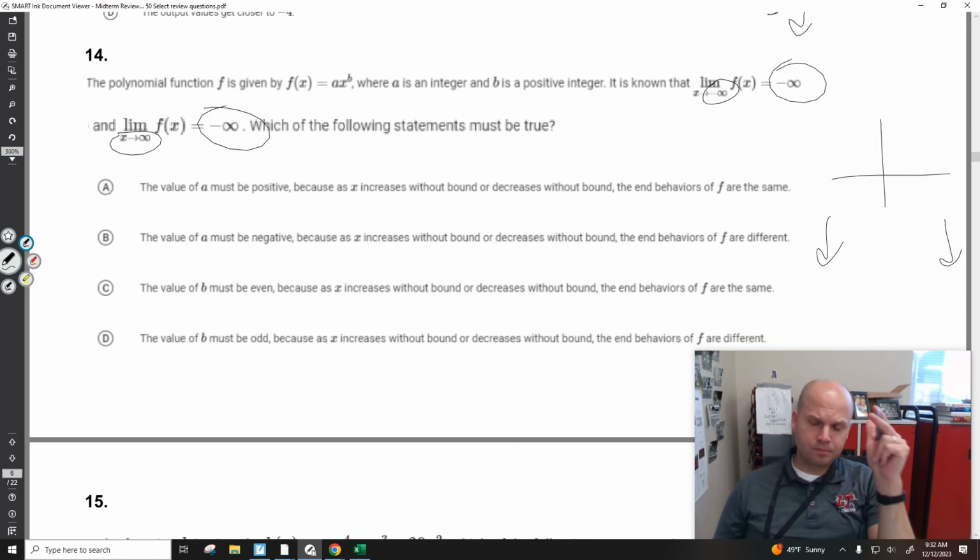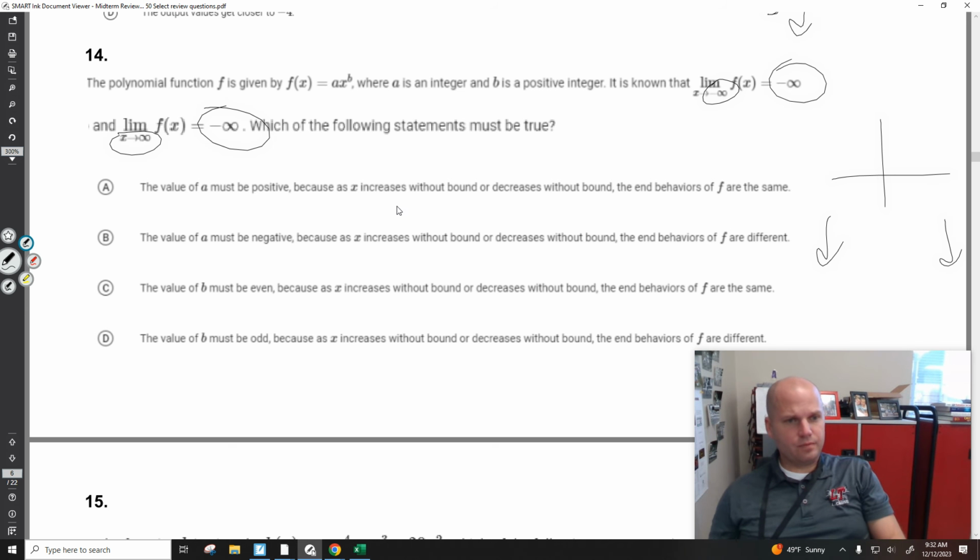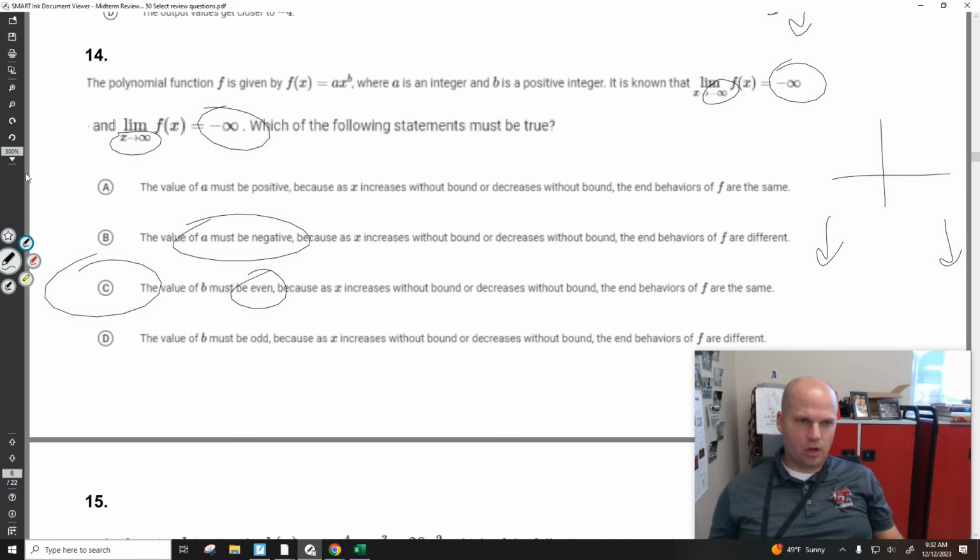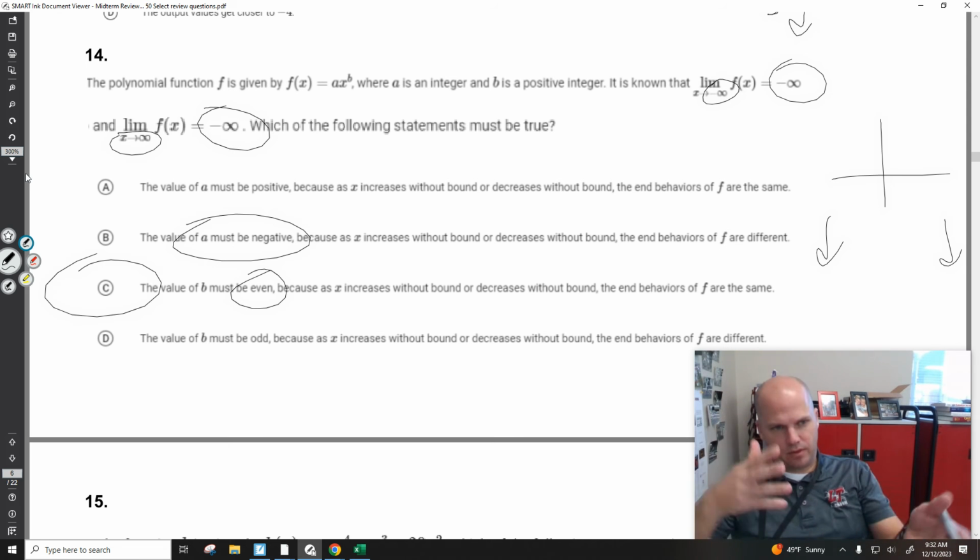What does this mean? This function has to be a negative even. A must be negative. B must be even. Wait, because as x increases without bound or decreases without bound, the end behaviors are different. That's not true. The end behaviors are the same. A must be negative, but B must be even, because as x increases or decreases without bound, the end behaviors are the same. All right. So it's really that you have a negative x to the even, but this is the correct answer.